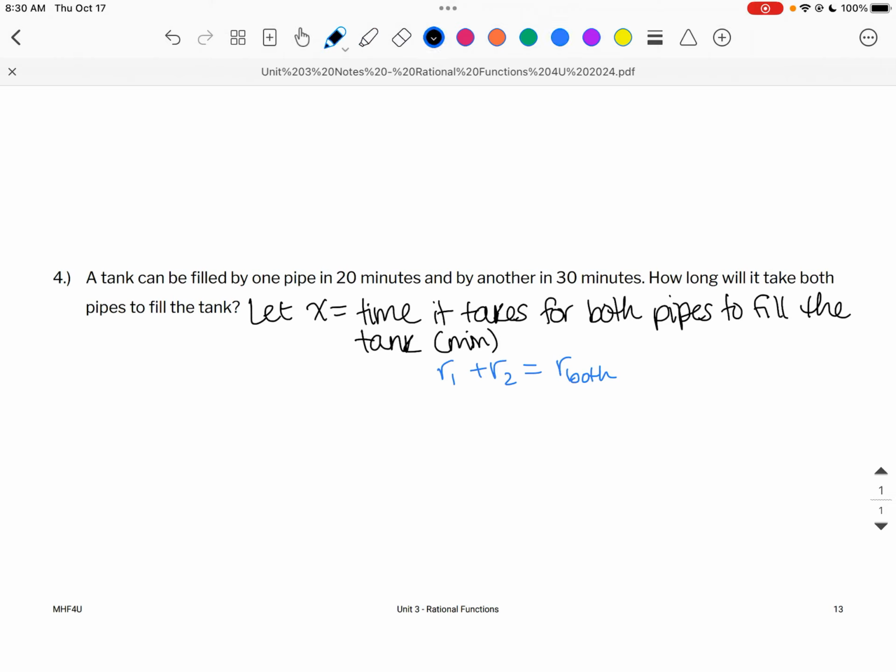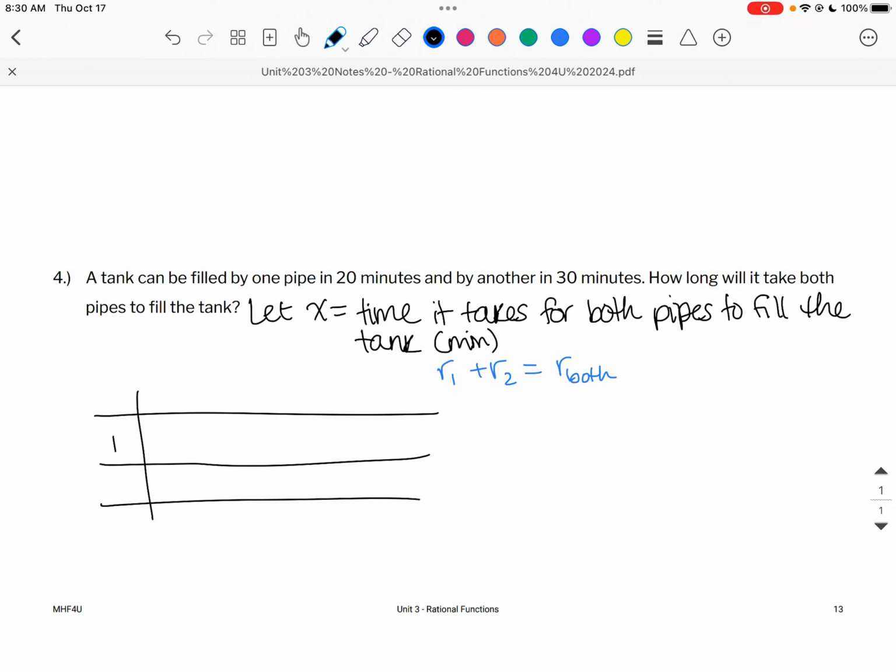So let's go ahead and make our chart now. We have to put 3 rows here: pipe 1, pipe 2, and then both of the pipes together. And remember, the rate is going to be the final column. To find the rate, we need to see how many jobs we're doing and then just divide it by however long it takes them to do it. Like the example that I said where it was 10 tanks in 2 minutes, that means that they can do 5 tanks per minute, okay?